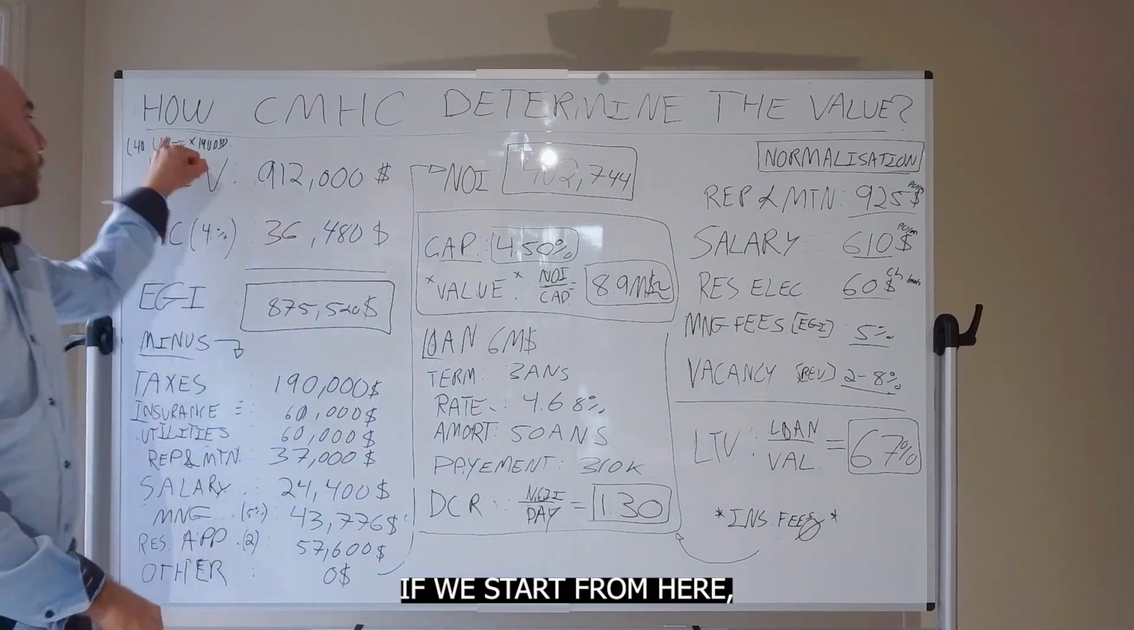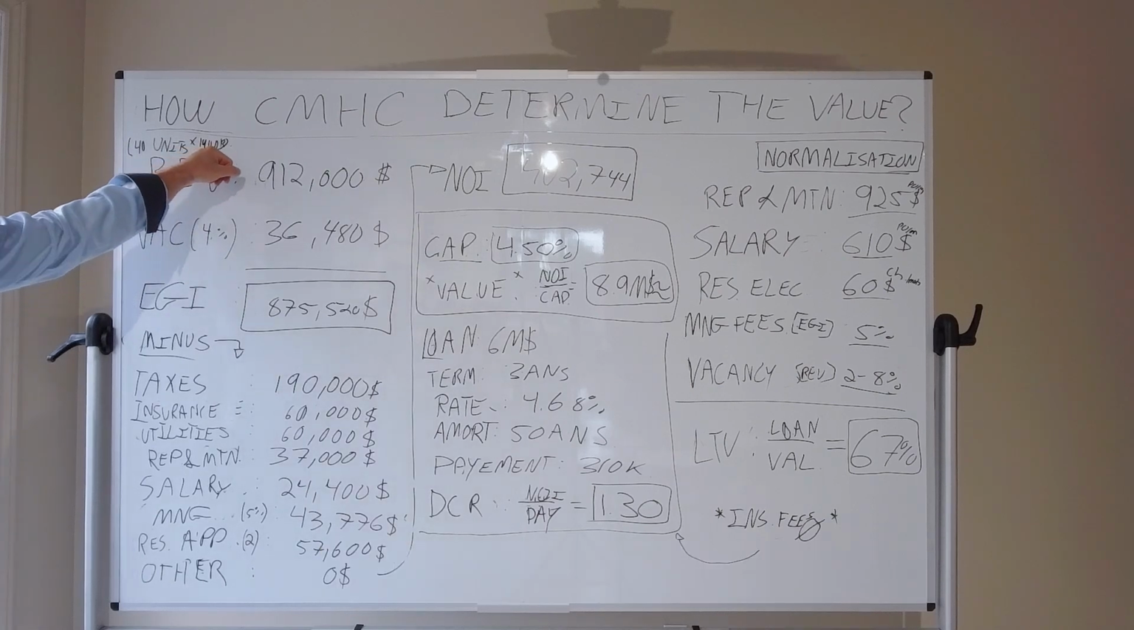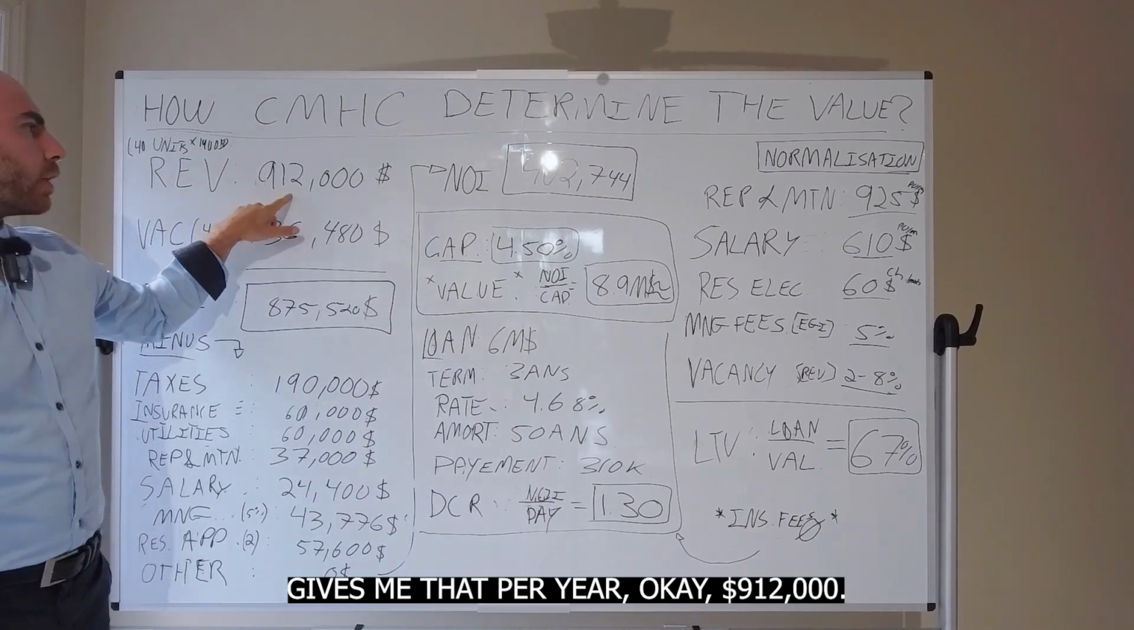If we start from here, as I said, I have 40 units at $1,900 per month. That gives me this per year, okay?